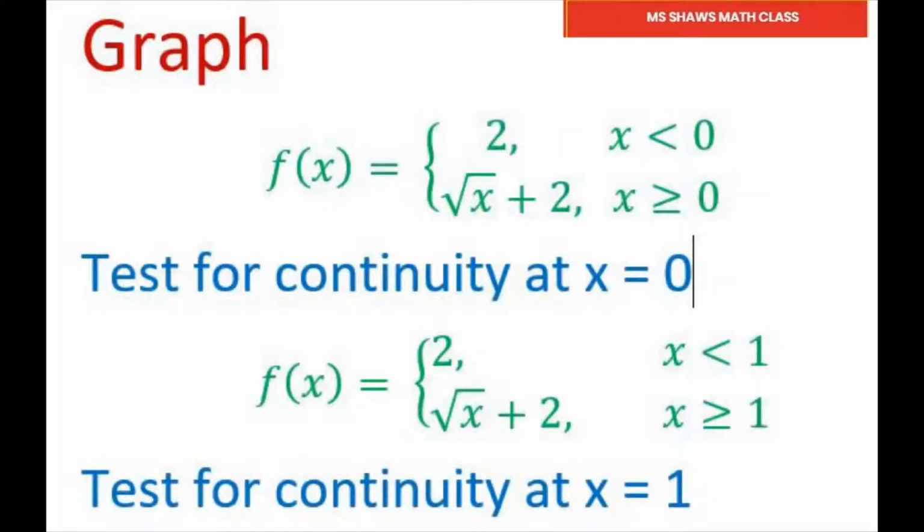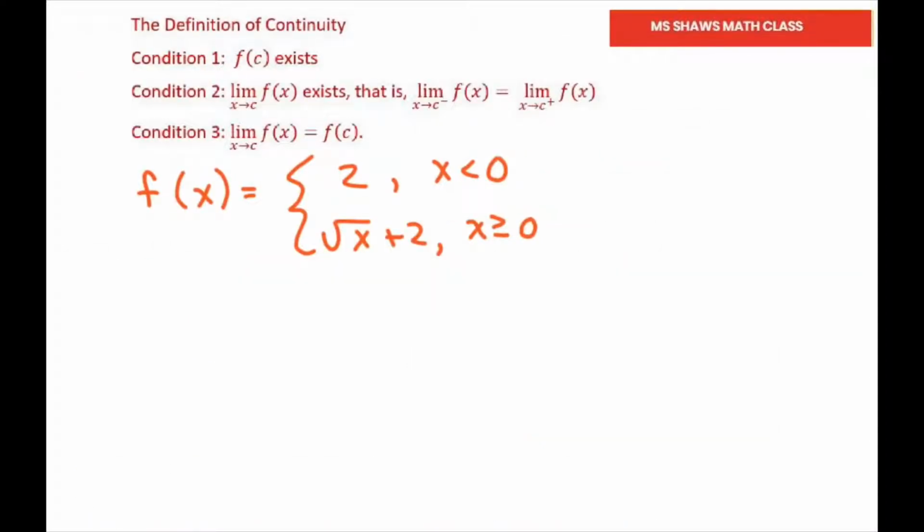Hi everyone. We're going to graph these two functions, and for the first one we're going to test for continuity at x equals 0, and for the second one we're going to test for continuity at x equals 1. So the first thing we're going to do is test for continuity, and we're going to take the first one. The definition of continuity is explained by these three conditions. So it has to meet these three conditions.